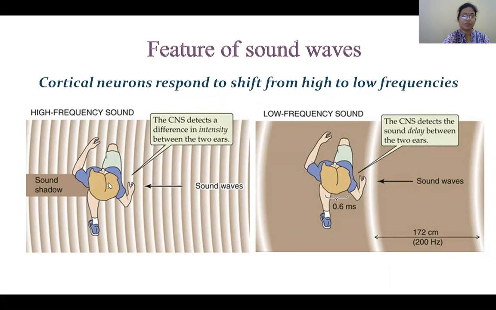As you know, the head forms a barrier between both ears. So there's a lag occurring when the sound strikes the right ear and then strikes the left ear. Similarly, over here. So the CNS has got the ability to detect this time difference or the delay which occurs between the arrival of sound at the two ears.